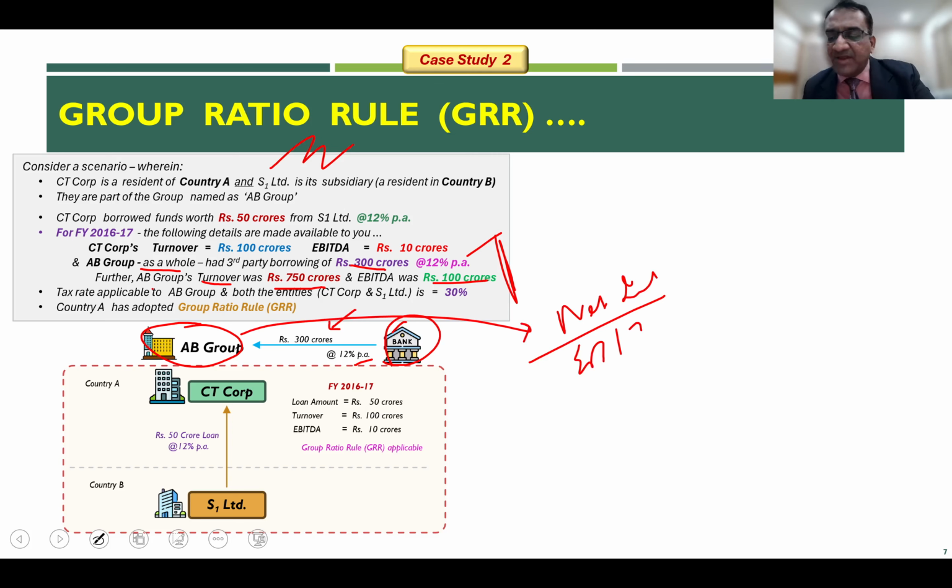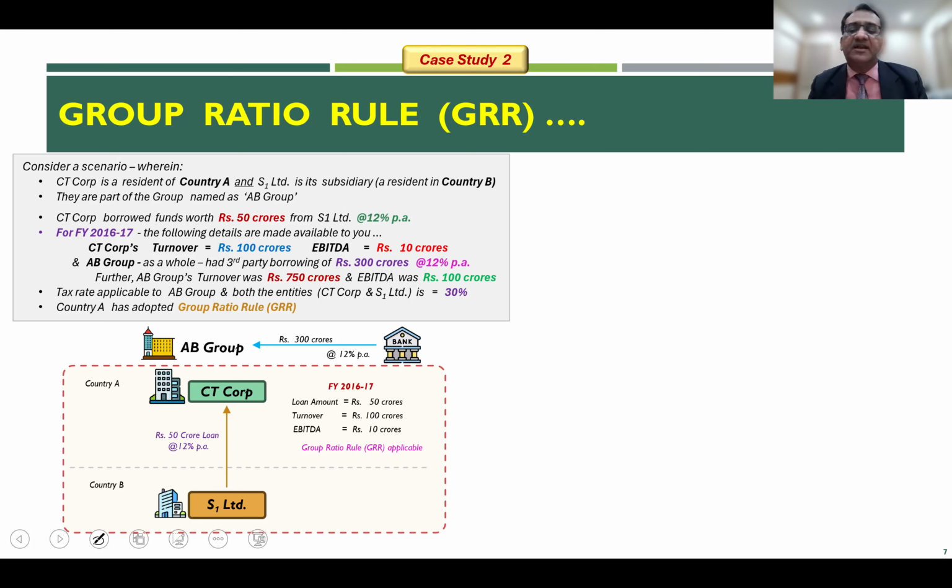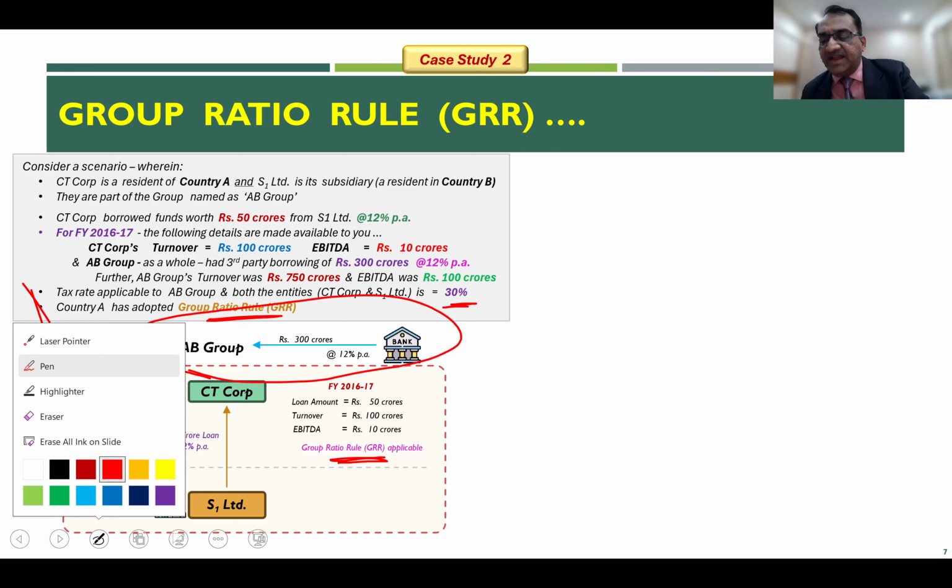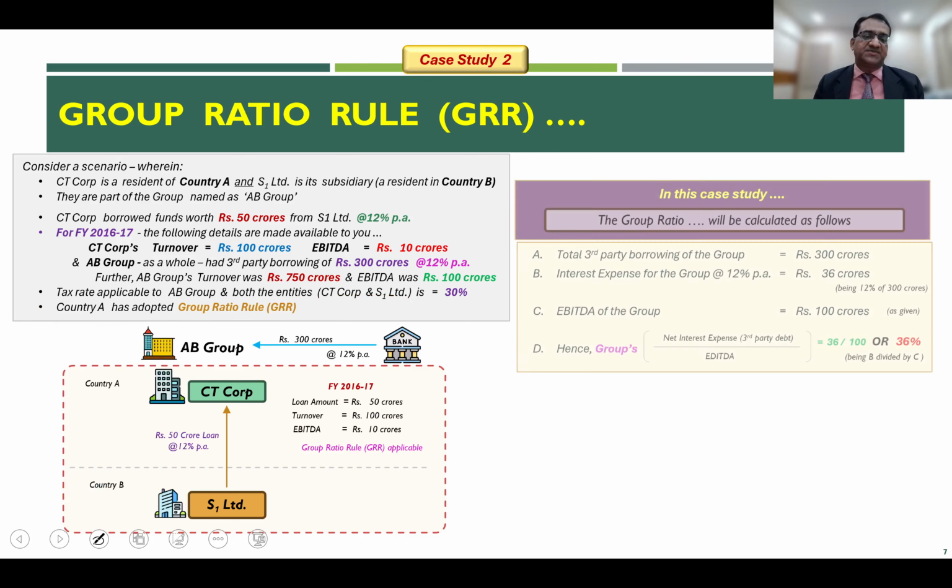So here we will have to calculate that, because the tax admissibility for Citicorp would be based on the group ratio. Now, the tax rate applicable to all the three companies involved is 30%, and country A has adopted the group ratio rule. So here, the group ratio rule is applicable. Therefore, you have to compute the ratio for the group. Let us see on the right-hand side how this calculation works.